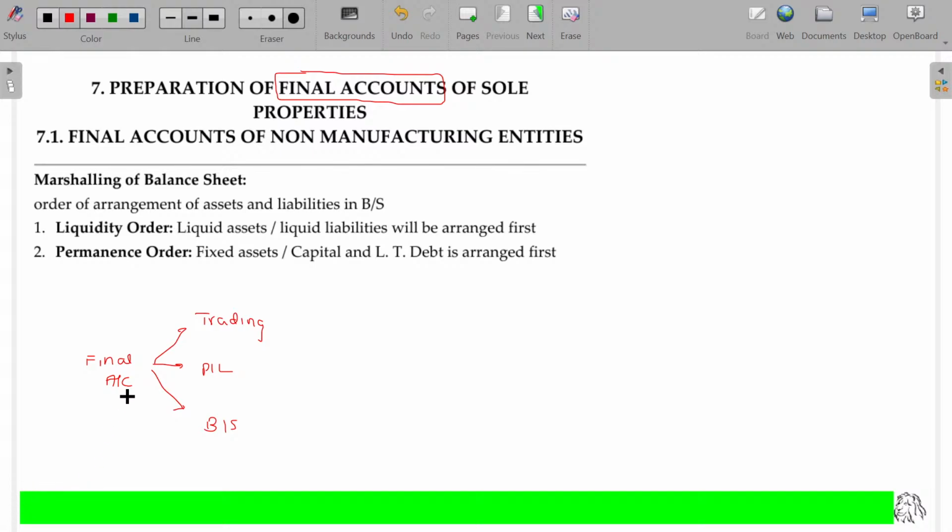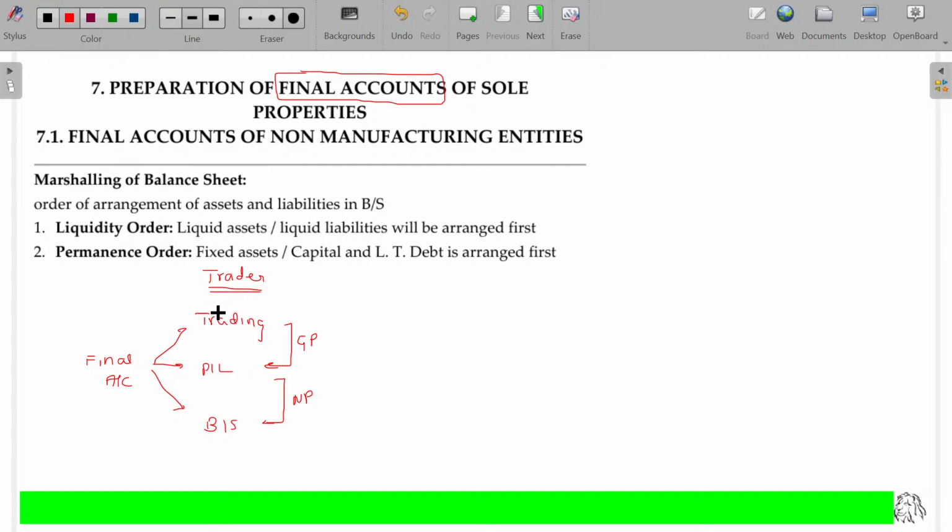The balance you get in the trading account is named as GP, transferred to the P&L account. The balance in the P&L account is named as net profit, transferred to the balance sheet and added to the owner's fund. This will be suitable for a trading concern.